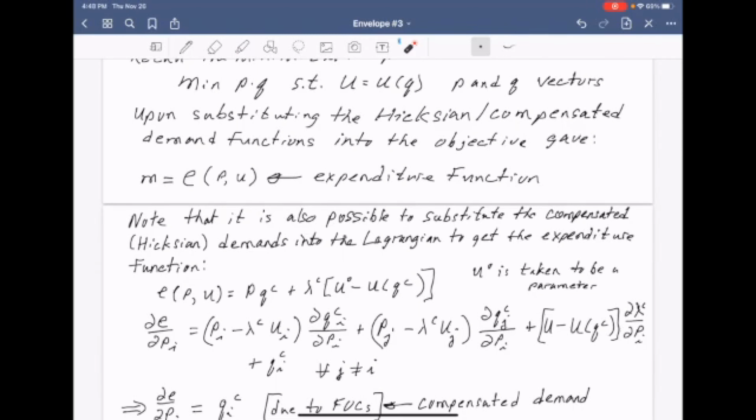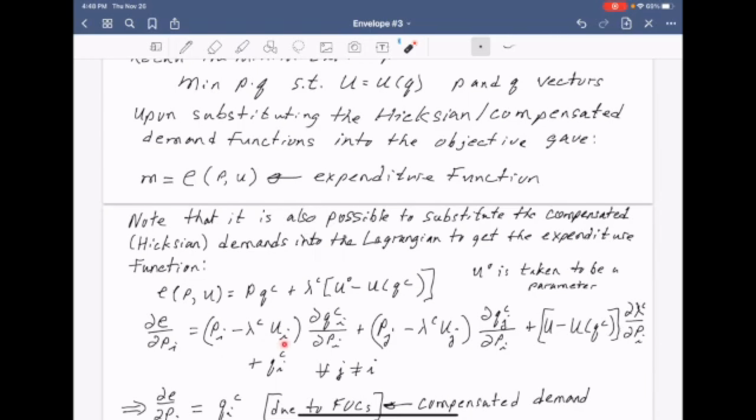And here we're going to denote U with a little 0 as a superscript to indicate that this is a particular parameter. It's a fixed indifference curve that we're on. It doesn't need to be an indifference curve. It could also be an isoquant. So we take the partial of the expenditure function with respect to Pi, the price of one of the goods.